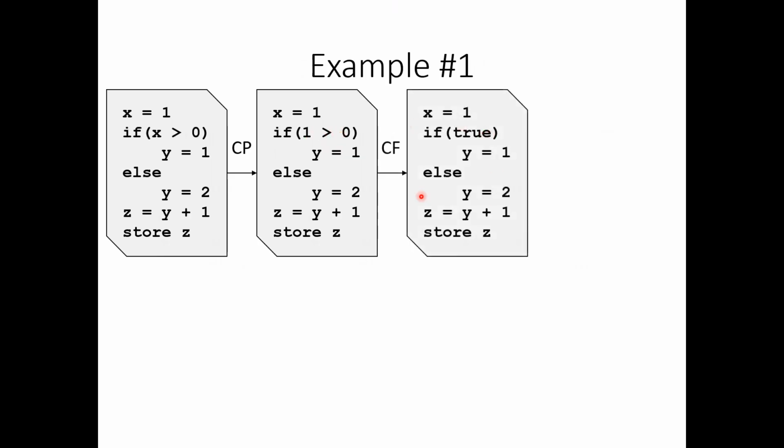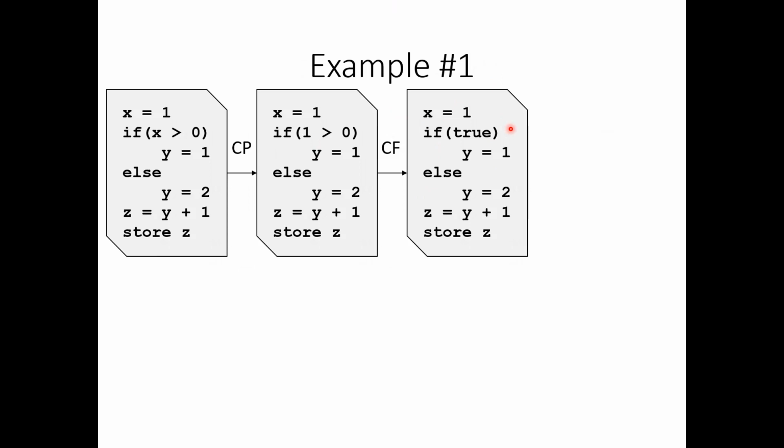Now here I'm showing code, but think of the basic block. When I have a branch and that branch contains a constant as a condition, it becomes a jump. It becomes like an unconditional branch. So now after I do this, what can I do?